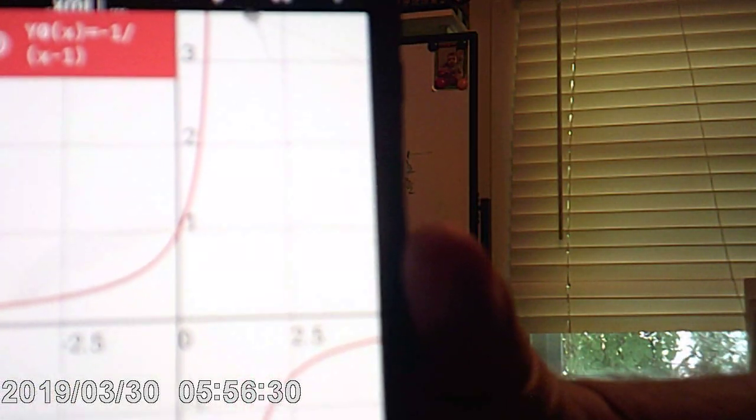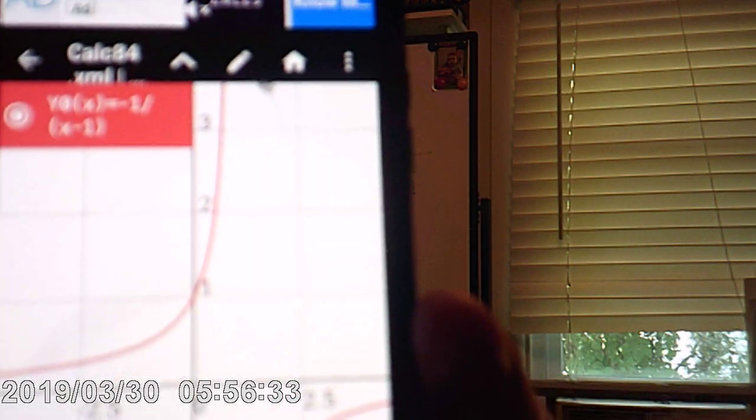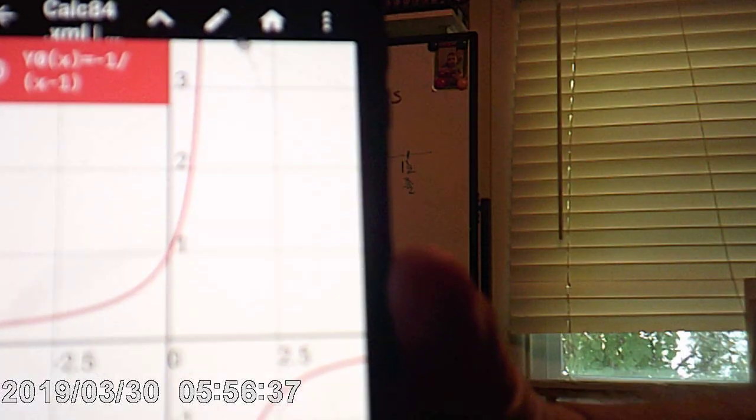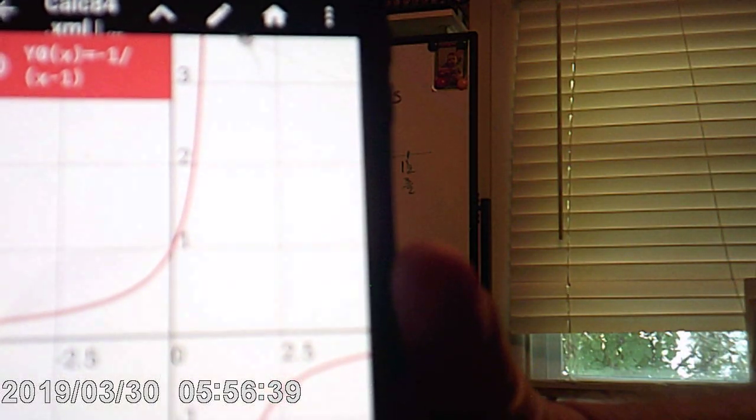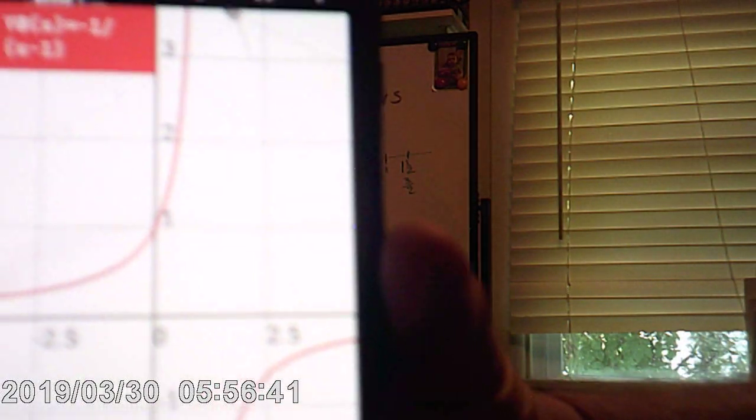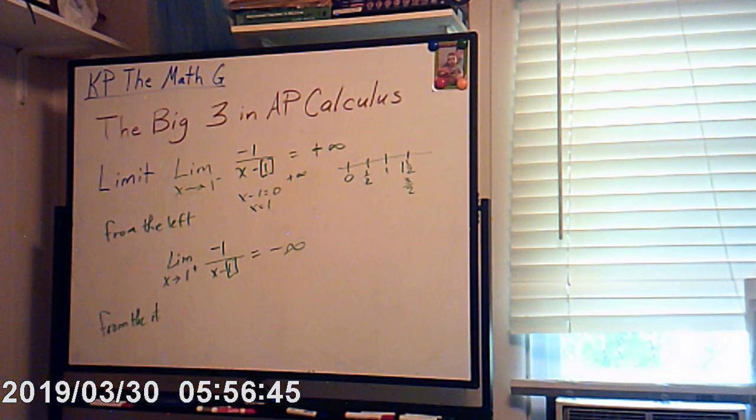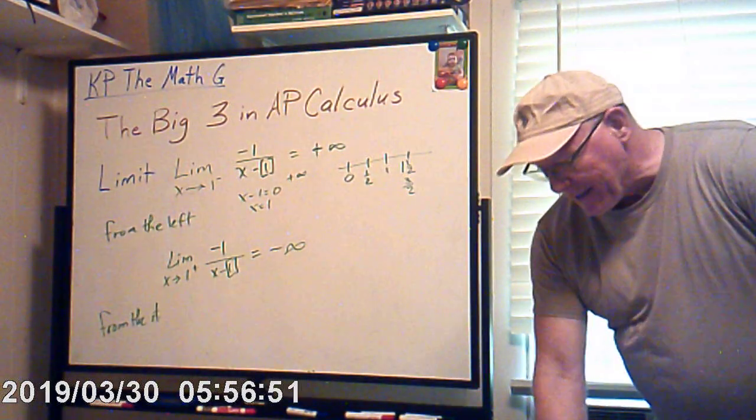As it approaches 1 from the left, it's going up, higher, higher, higher, forever, upward, positive infinity. To the right of 1, down, down, down, down, negative infinity forever. And so that's the idea behind that right there. If you were to graph that, that's what you would see. And that's giving you an idea, again, what that graph looks like.